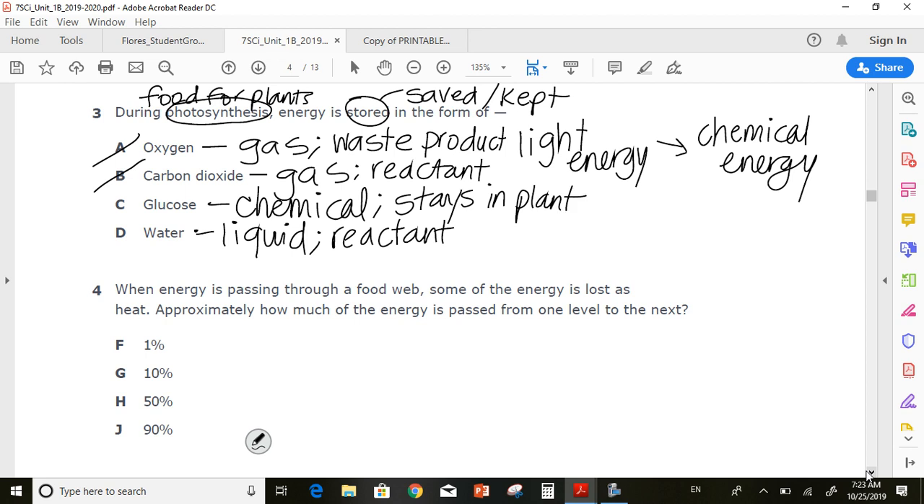Some plants make fruit, or like carrots, they keep it in the roots. And then water is definitely not it. It's a reactant. It starts the process. So your best choice is letter C.